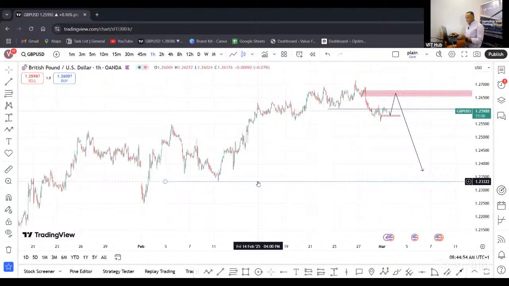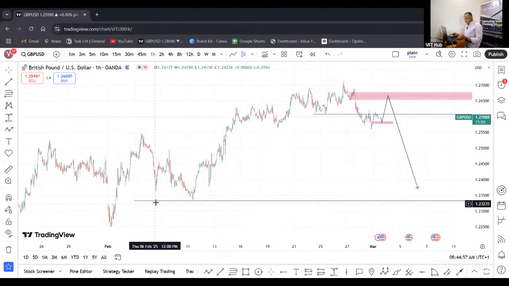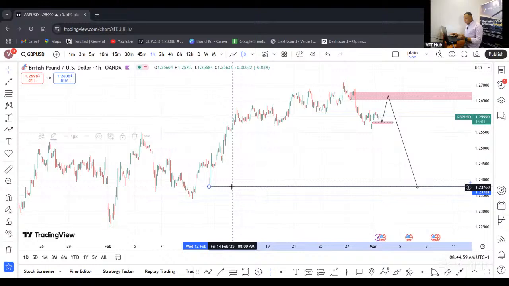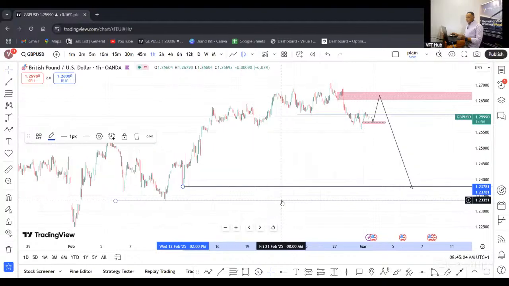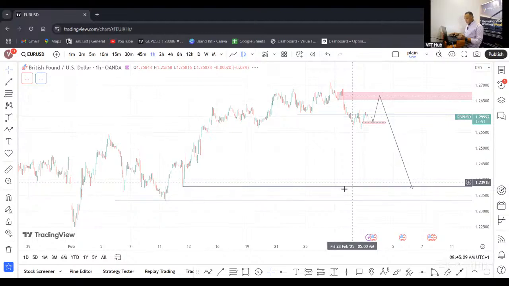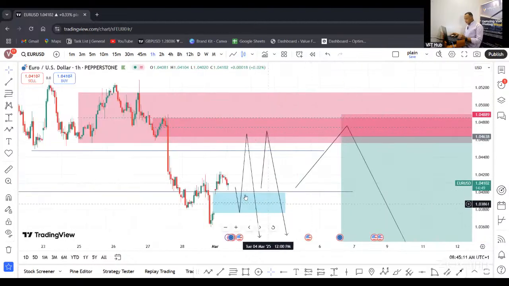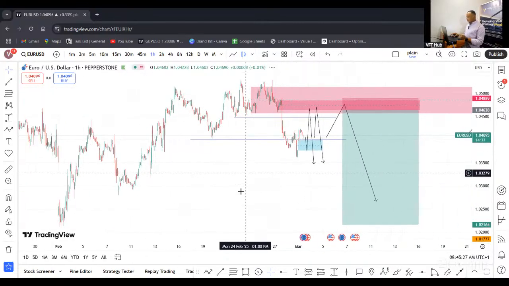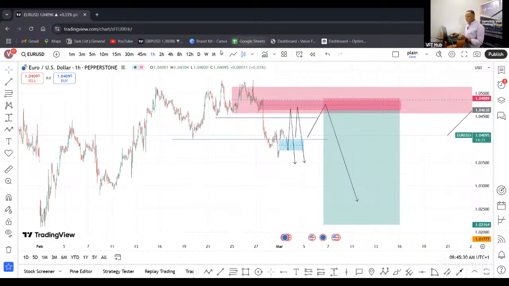That is my expectation on GBP USD, or at least 1.237, something around that region. So this is where I'm expecting GBP USD to trade to. And then a quick summary on Euro USD. For Euro USD, I'm expecting a quick sell into this region right here, 1.03983, and then a buy all the way to the 1.04650 region, and then a sell to the downside. This is my projection for Euro USD this new week.